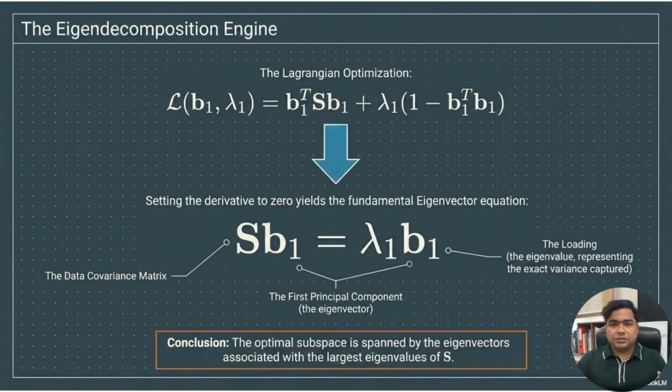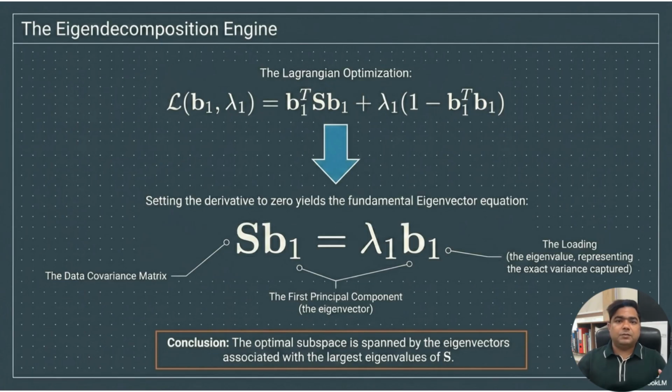To solve the optimization problem, we use a method called Lagrangian optimization. The Lagrangian combines the variance objective and the unit length constraint into one expression. The formula at the top can be read like this: the Lagrangian of B1 and lambda 1 equals B1 transpose multiplied by S multiplied by B1, plus lambda 1 multiplied by 1 minus B1 transpose multiplied by B1. Here lambda 1 is called a Lagrange multiplier.